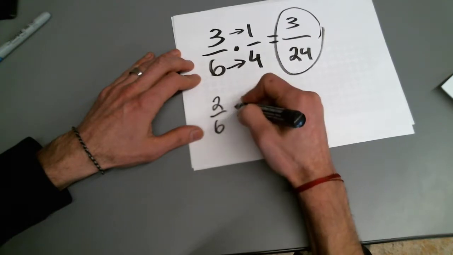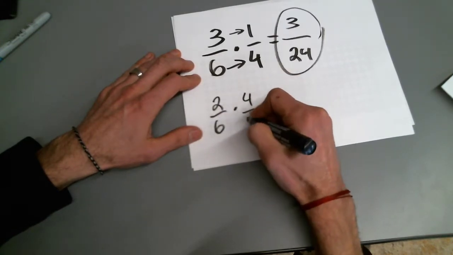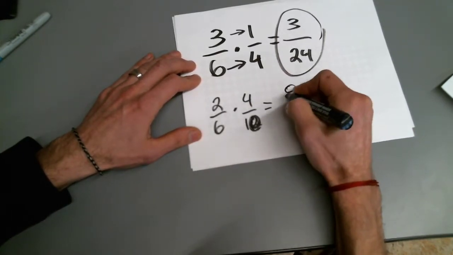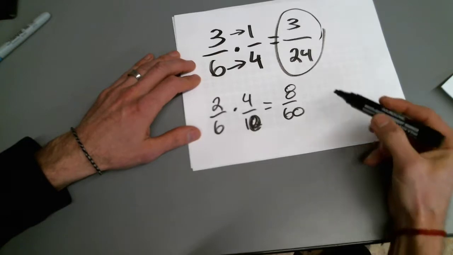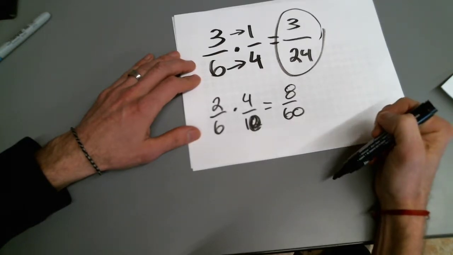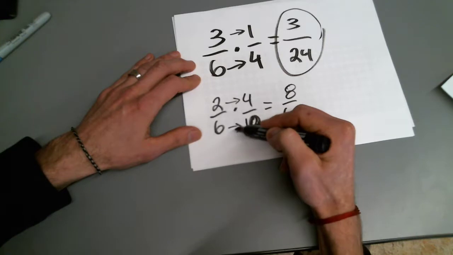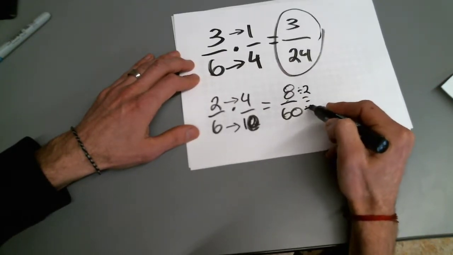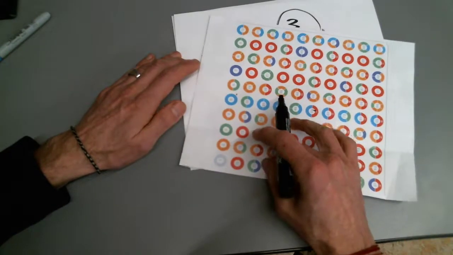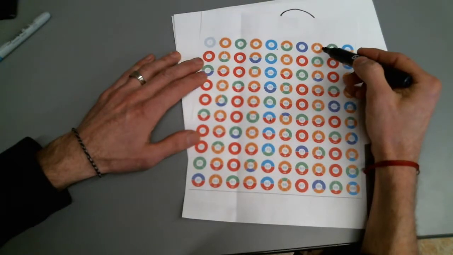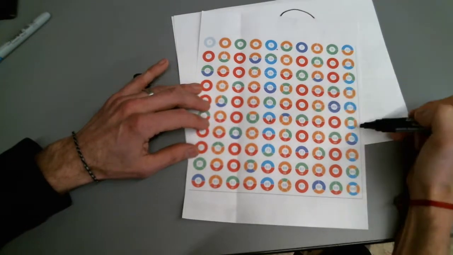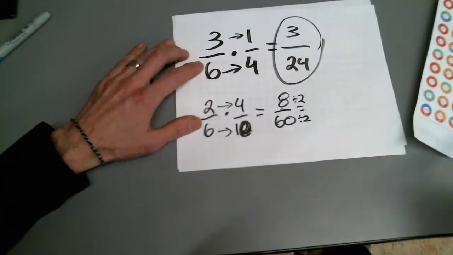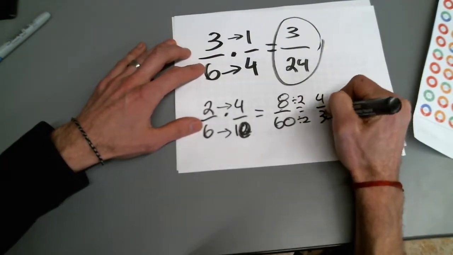2 over 6 times 4 over 12. Oh, good grief. Let's make that 10. I get 8 over 60. Now, can you think of a number that goes into 8 and 60? I can. Hopefully you can. They're both even. I can start with 2. Let's just check to make sure. 8 and 60. Where's 60? Right over here. I bet you we're going to have to do it twice. I got 2 yellow on each. Gives me 4 over 30.